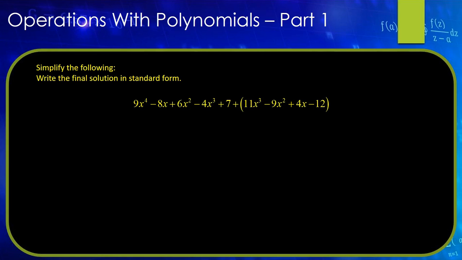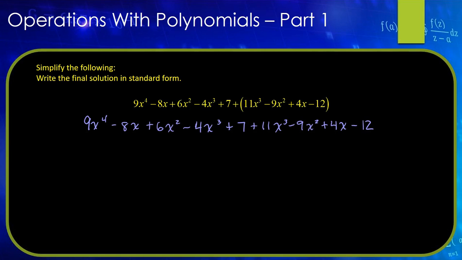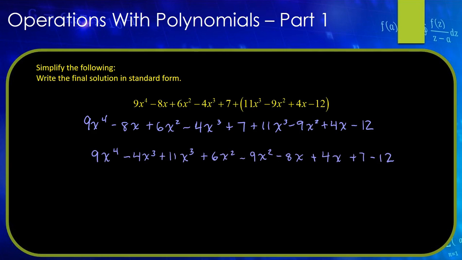So I'm going to show a different way of approaching it on this one, but it's the same general principle. First of all, I really don't need these parentheses. And then the next thing I'm going to do is show this by grouping things together in the right powers of x. So I look at the 9x to the 4th. There isn't any other one, so that stays by itself. I have a negative 4x cubed and an 11x cubed being added, so I group those together.